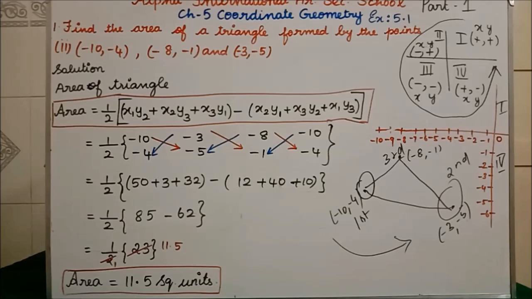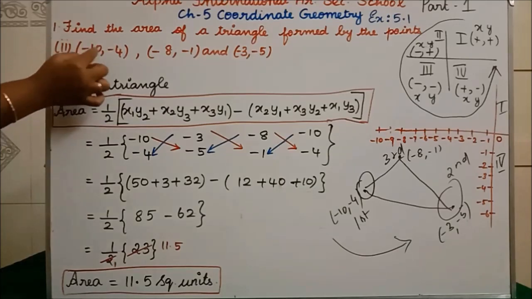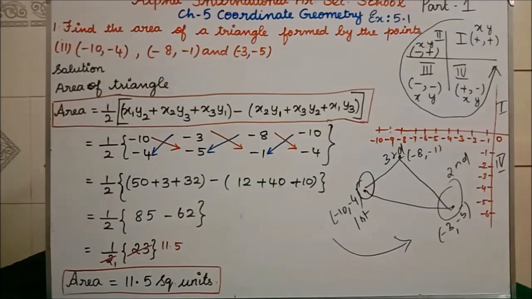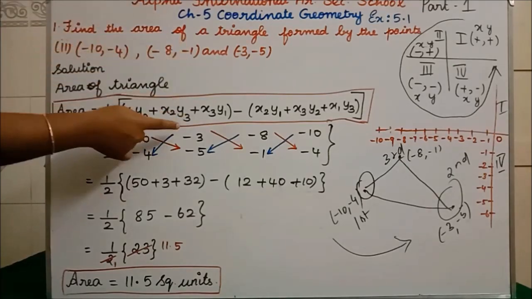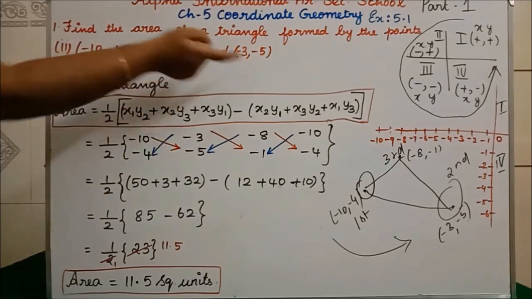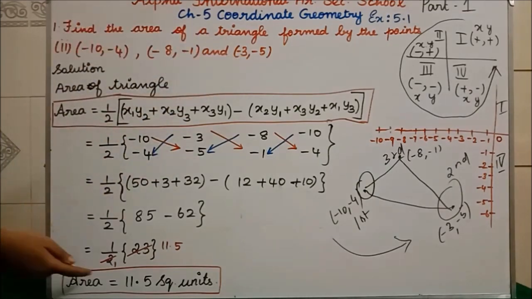Students, why I am telling after writing minus 10 comma 4, why we should not write this minus 8 comma minus 1? If you are writing this point here instead of minus 3 comma minus 5, and then if you are writing this, you will get the value as negative. Minus 11.5 you will get. Whether area will be negative? Area will never be negative.